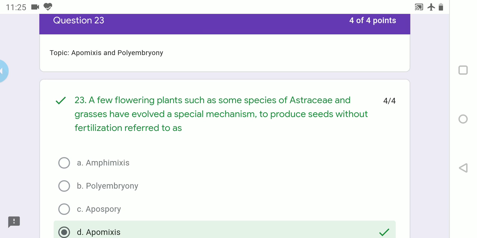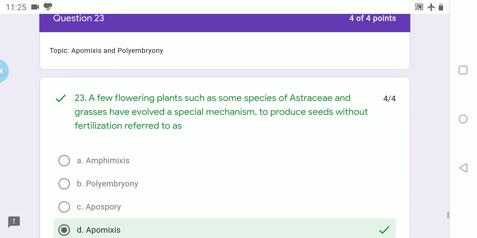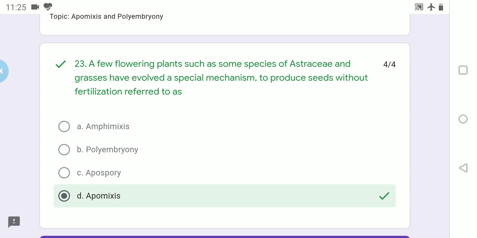This is question number 23, related to the last topic, apomixis and polyembryony. A few flowering plants, such as some species of Asteraceae and grasses, have evolved a special mechanism to produce seeds without fertilization. This is the definition of apomixis, isn't it? We can also give a one-line statement: the formation of seeds without fertilization is termed apomixis. The best examples are species of Asteraceae and grasses. The importance of apomixis is that it is a form of asexual reproduction that mimics sexual reproduction, isn't it? Yes.